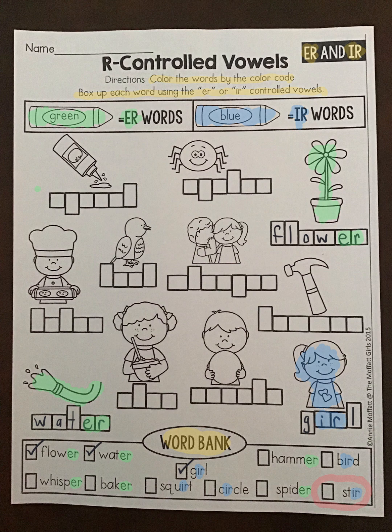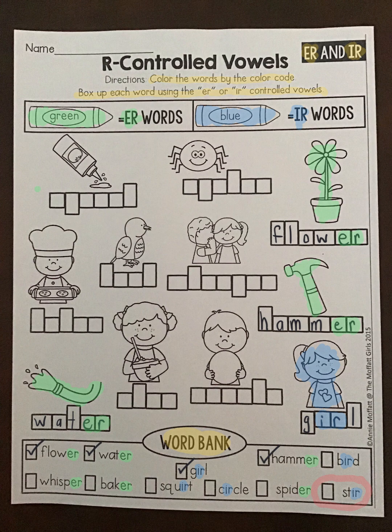Okay, let's do one more together before you're on your own. The next word is hammer. H, a, hammer. Check mark when we're done. It has an ER controlled vowel. Give it a quick color. Hammer.